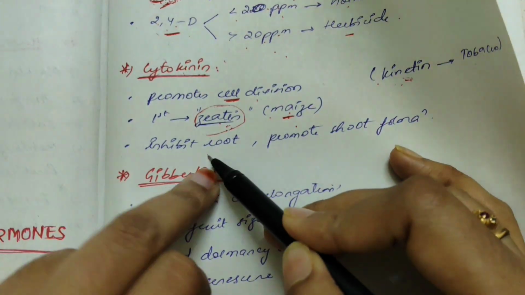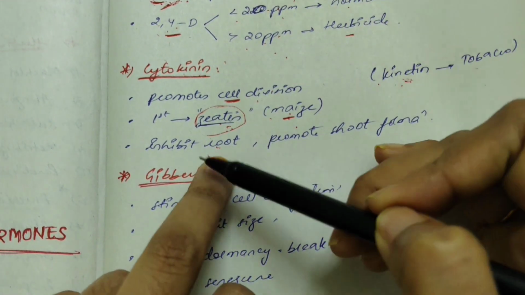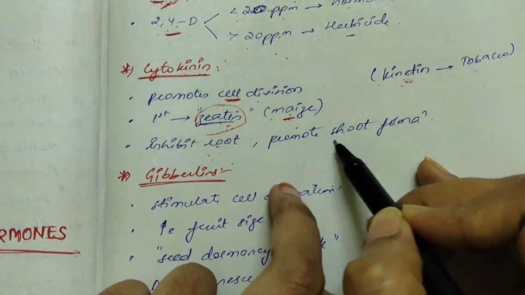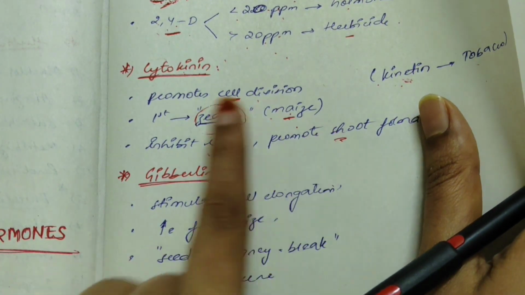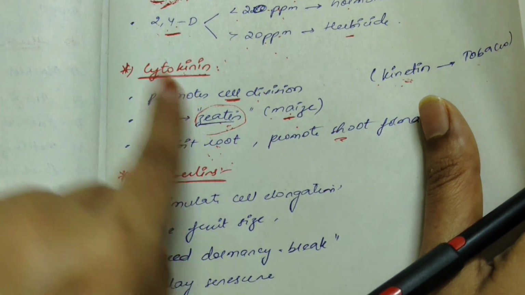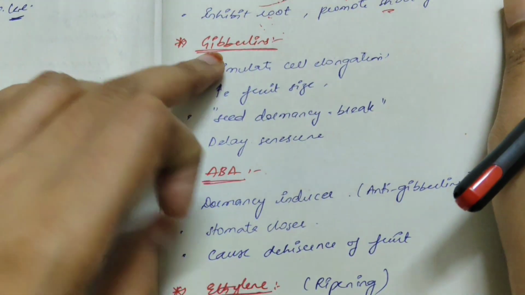This will inhibit root growth, which is the opposite of auxin. Auxin for root, cytokinin for shoot, so it inhibits root growth and promotes shoot formation. Just remember these 2 points: cell division and shoot formation, and these two hormones, zeatin and kinetin. After that, gibberellins, very important.